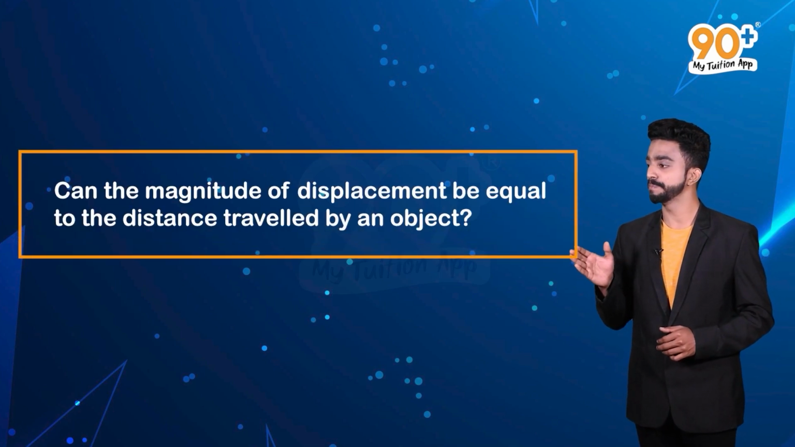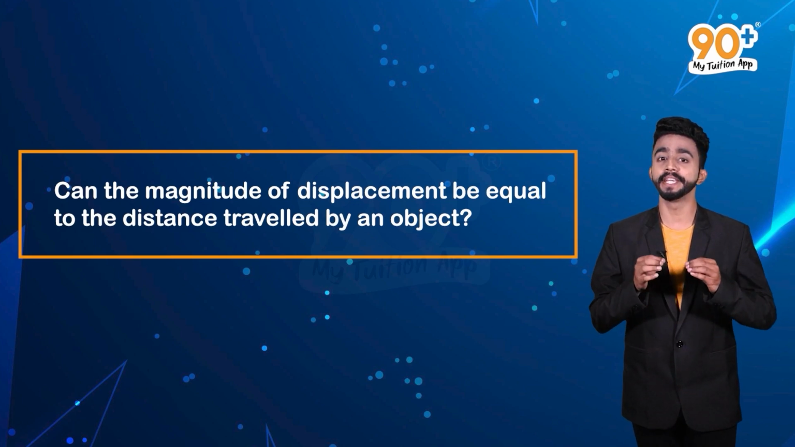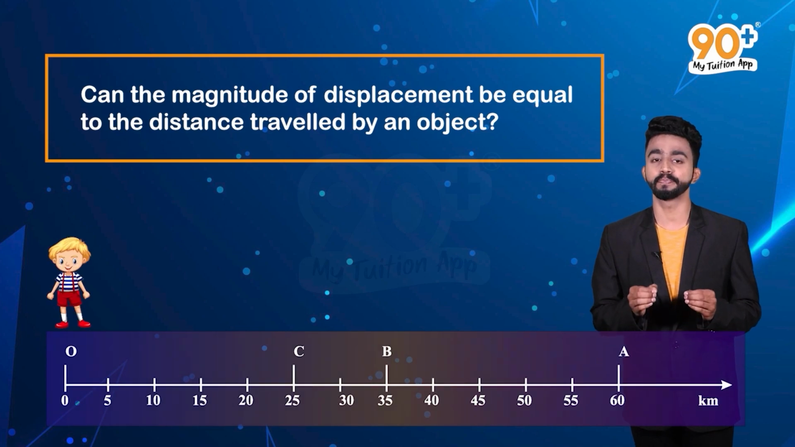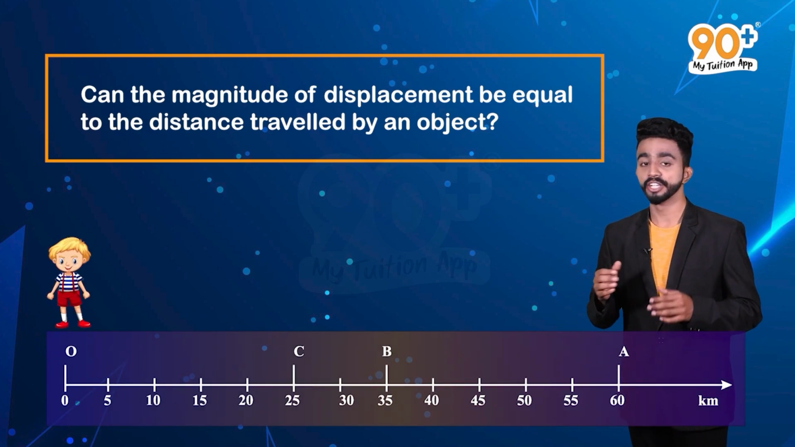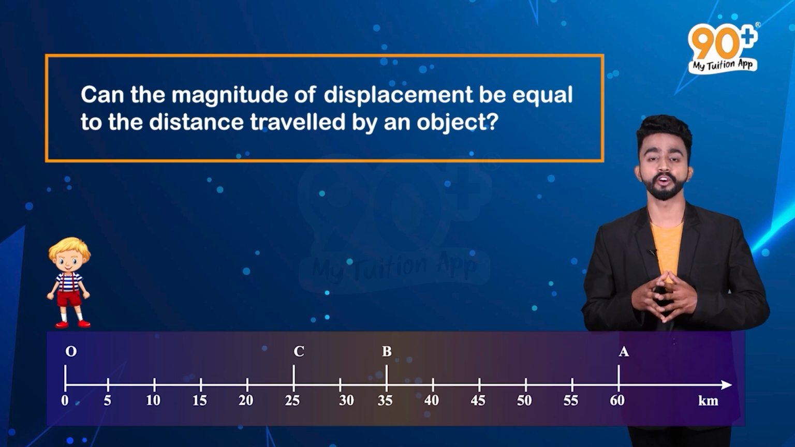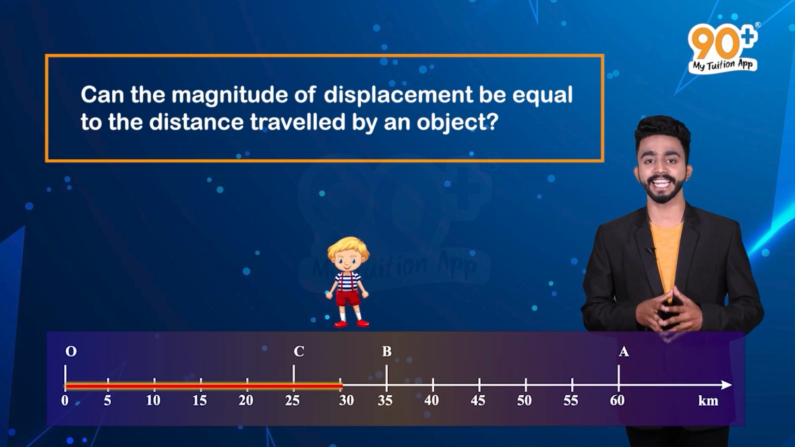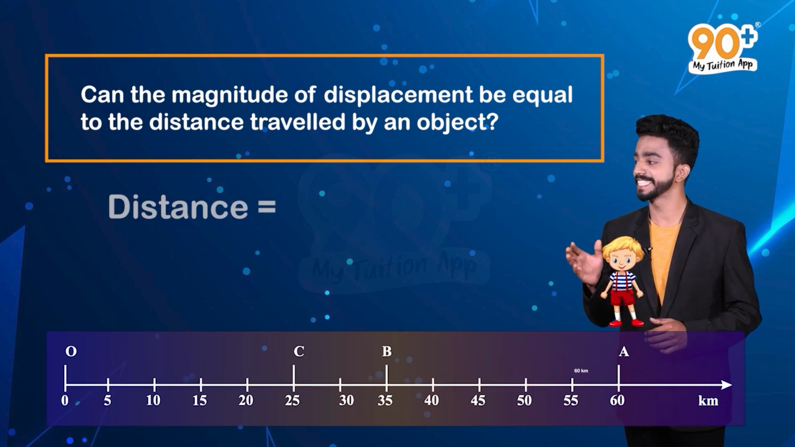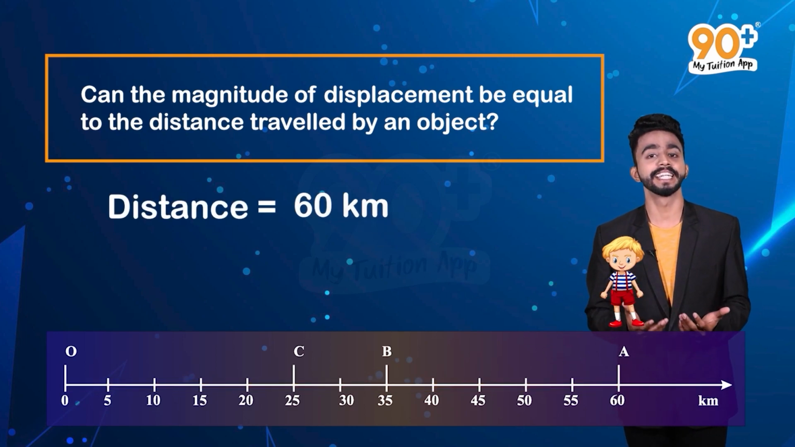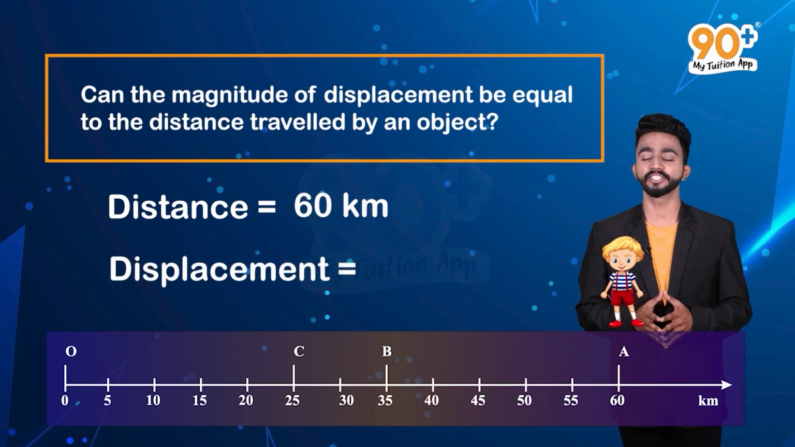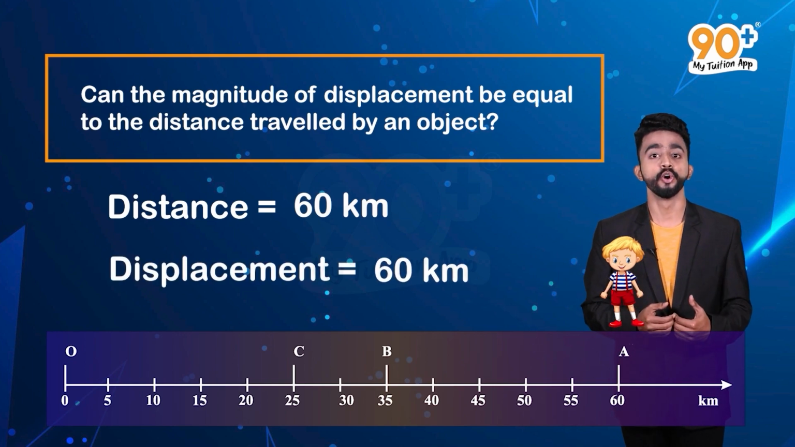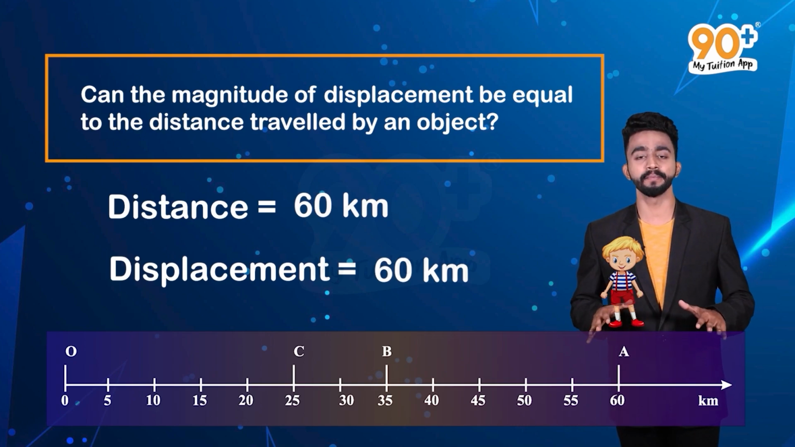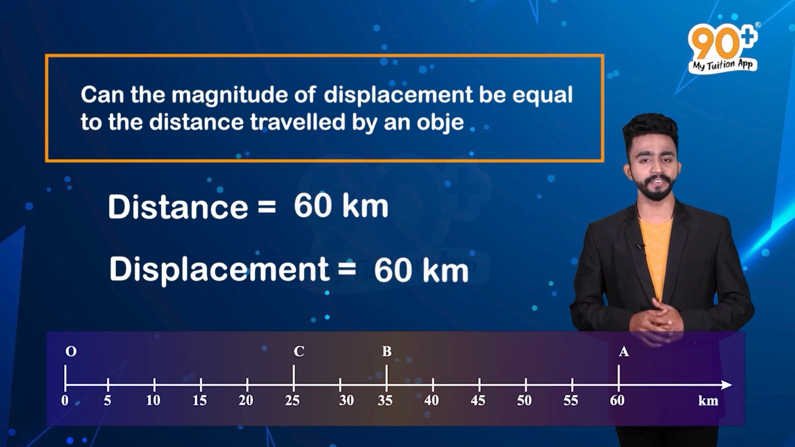That is, can the magnitude of the displacement be equal to the distance traveled by an object? Let's consider Raju's path length representation for this. So, if we refer to the movement of Raju from his house to the textile shop, that is from O to A, we get the distance value as 60 kilometers. What will be the displacement value? Yes, it is also 60 kilometers. So, we got the magnitude of displacement and the distance value same here. Will it be the same in every case?